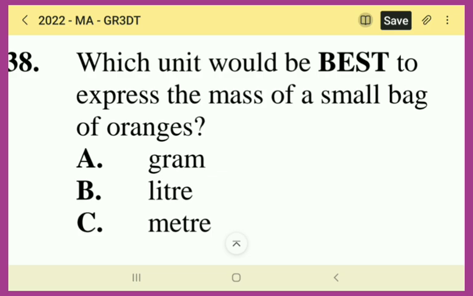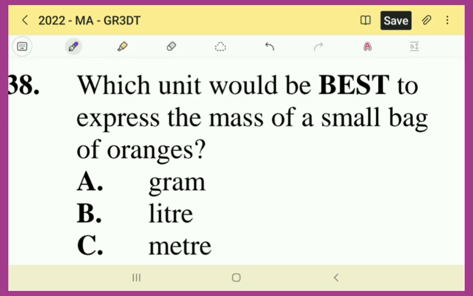All right. So which is best? Best. Key term is best. Meaning we could maybe use the others, but because they use best. All right. So it says a small bag of oranges. Would it be liter? No, because liter is measuring liquid. Meter is for length. Gram is for weight. So it would have to be A.